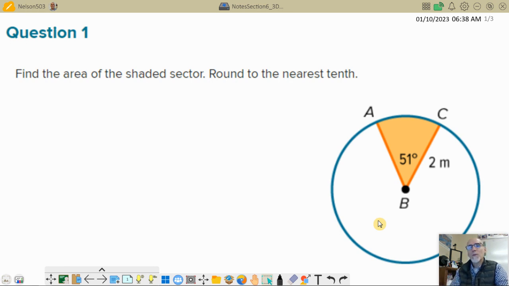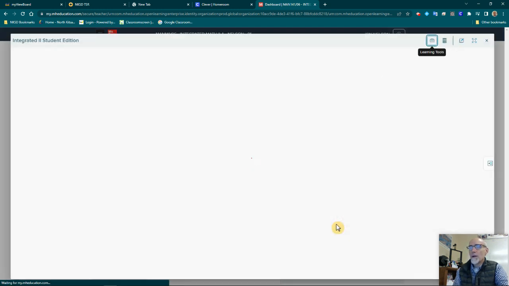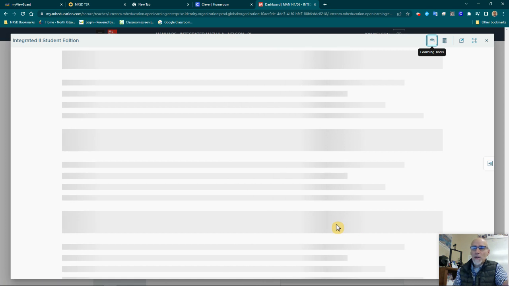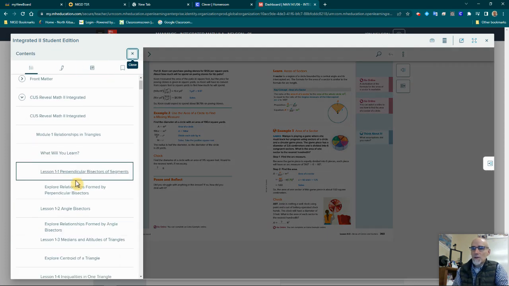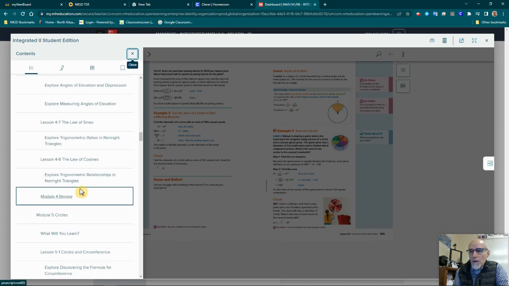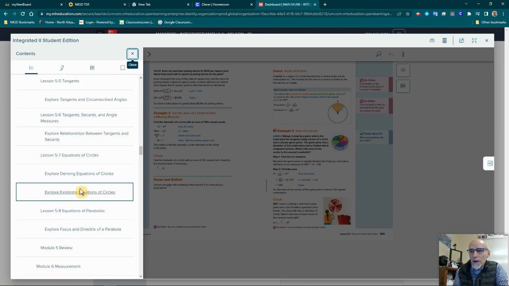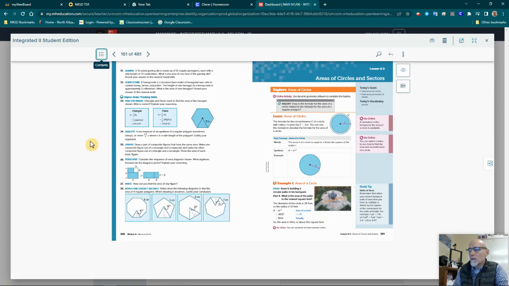I just want to remind you that we do have a textbook. Sometimes because it's digital, it doesn't feel like we do. Where are my resources? Where can I find help with this stuff? If you open up the textbook, we're in chapter 6, Module 6, lesson 3, area of circles and sectors.